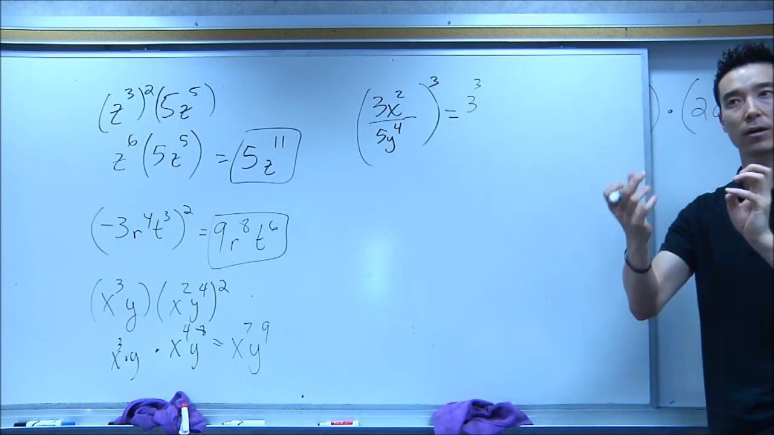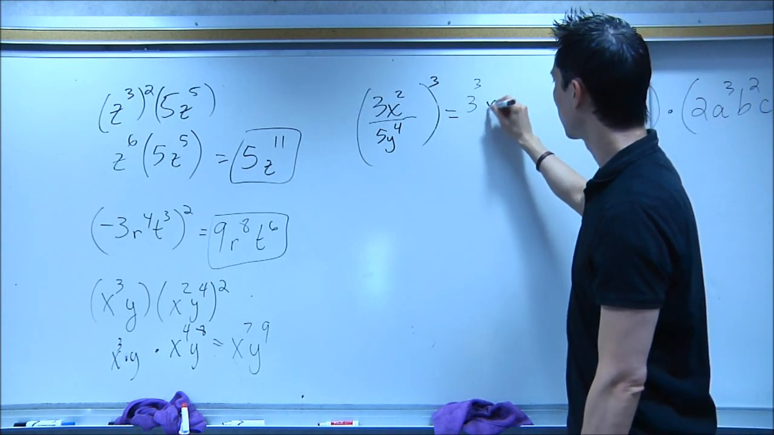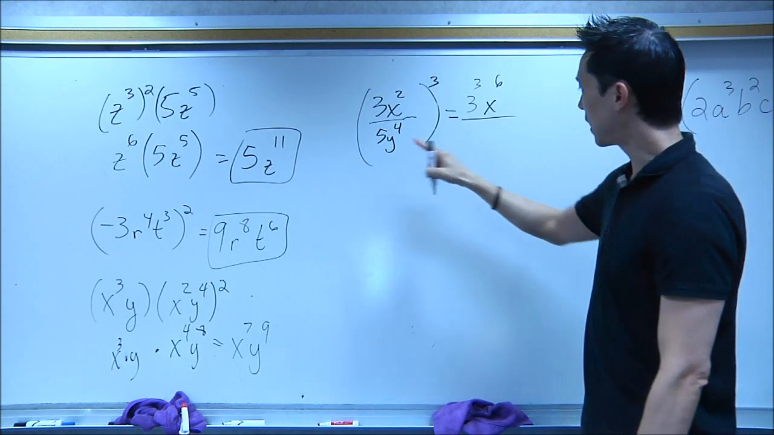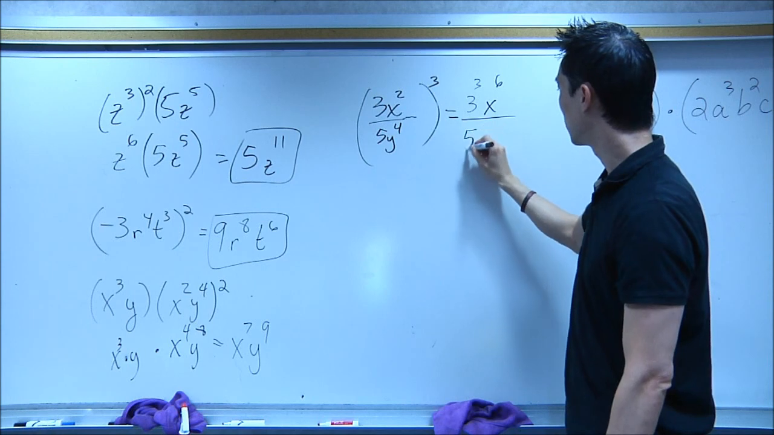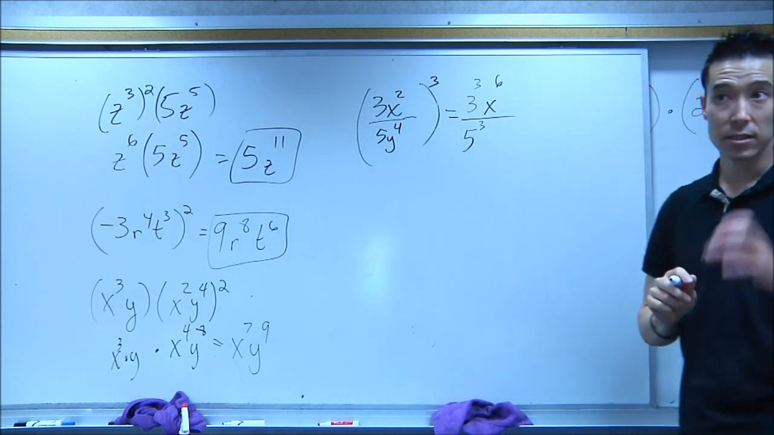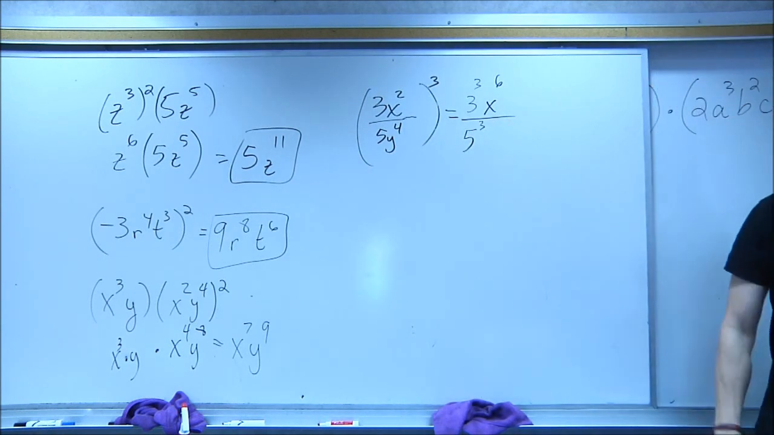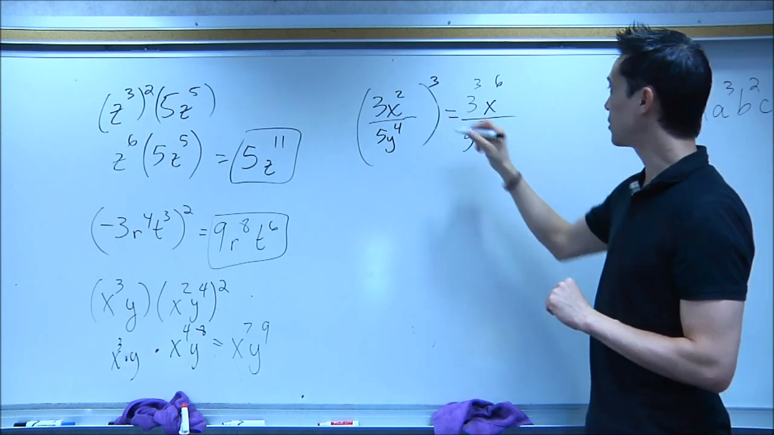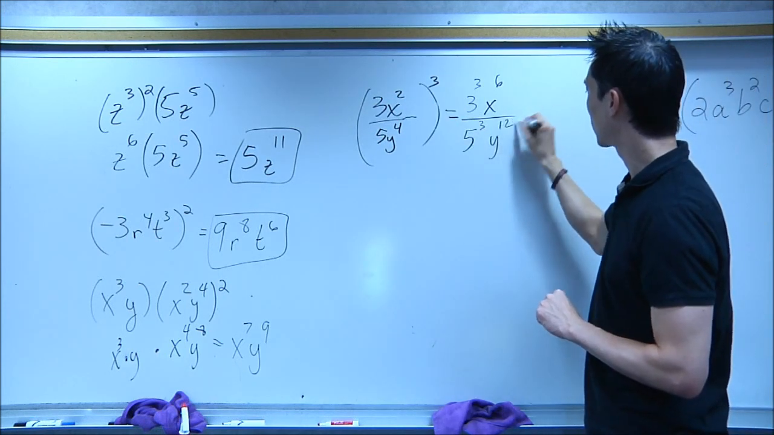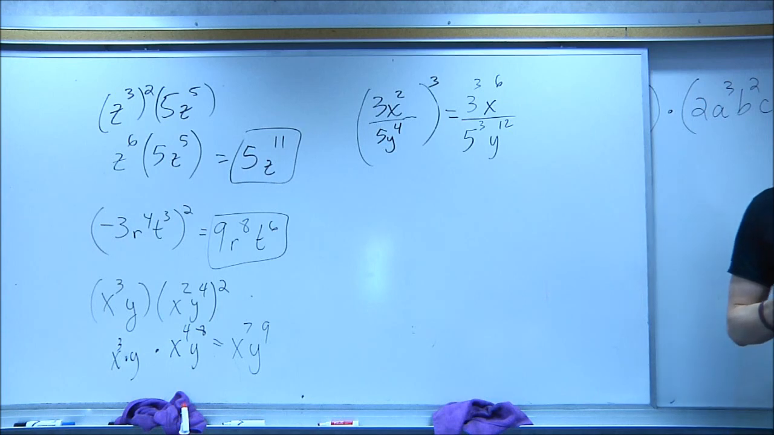Power raised to a power. What do I do? Multiply, so x to the 6th. Down here, 5 to the 3rd. Make sure that each of those coefficients gets raised to the power. That's another common mistake. And then y to the 12th. Okay, and that's it. So basically, I just applied the rule to each piece, and then you're done. Okay.